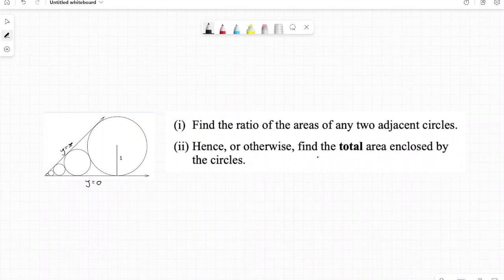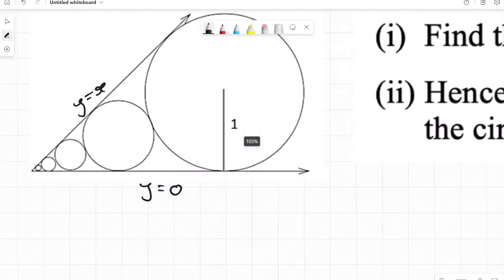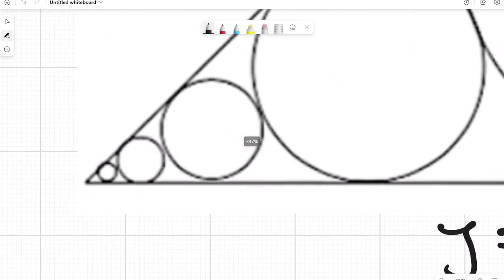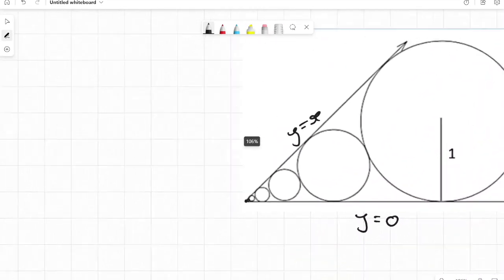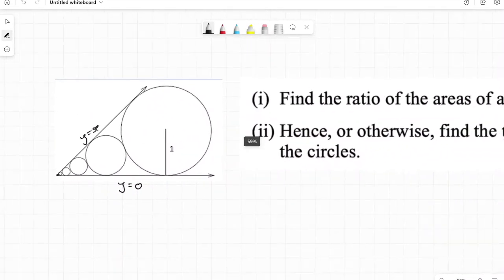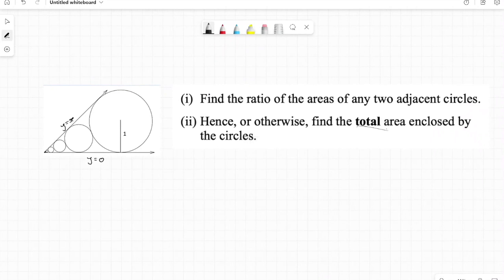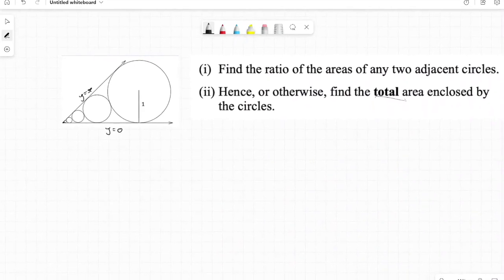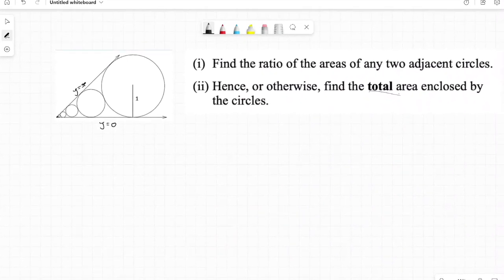And then somehow we've got to find the total area enclosed by the circles, which is a bit crazy because they kind of go away to infinity, right? There's infinite little circles in there. So how are we going to do that? Well, first thing is to find the ratio of any two adjacent circles. And by the way, I'm not much of an artist, so you're going to have to forgive my circle drawing abilities. So we'll start with part I, and the first thing you do is draw a picture.